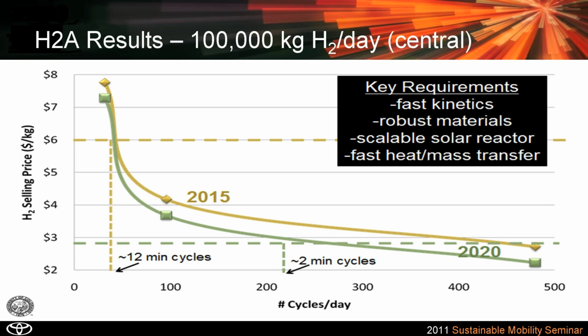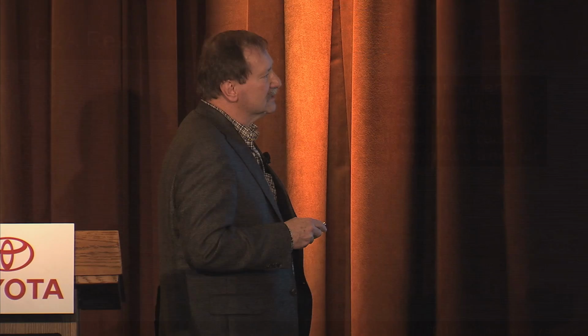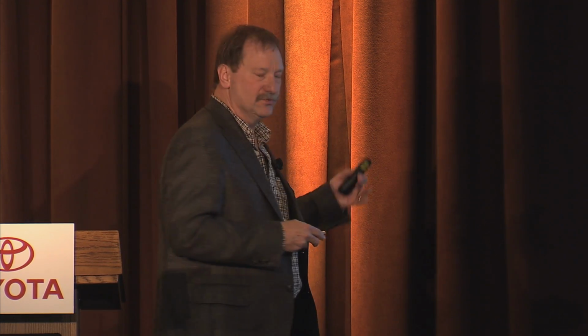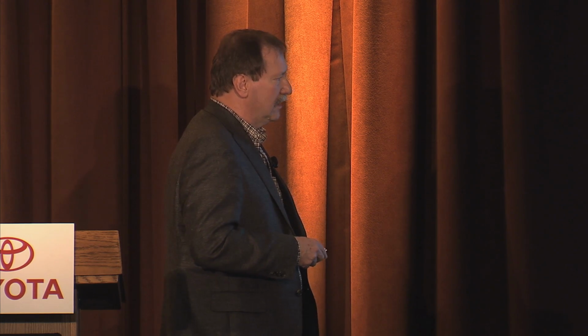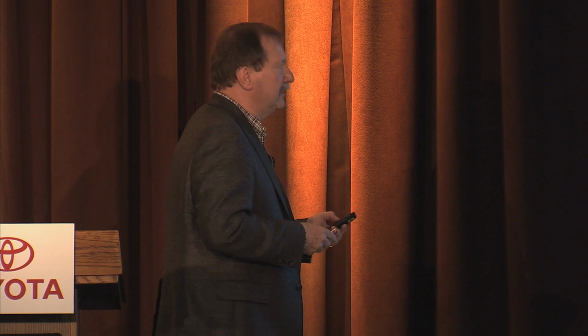It looks like this line was shifted a little bit when we switched, but it should be up. And the point that I want to make is that using the base case economics for the Department of Energy, this process is potentially able to hit those cost targets. But what's required is that I have to be able to carry out that reduction-oxidation reaction in about 12 minutes per cycle by 2015 and about 2 minutes per cycle by 2020 in order to hit those targets. But it looks like it's doable if we can keep these thin films hanging together.